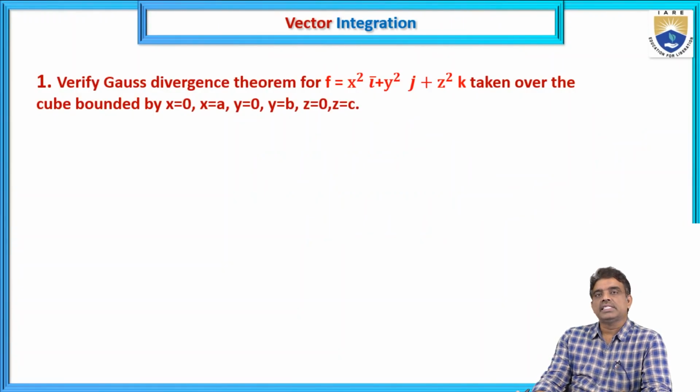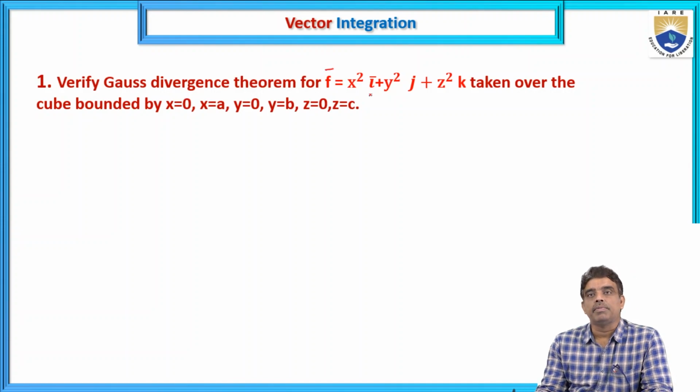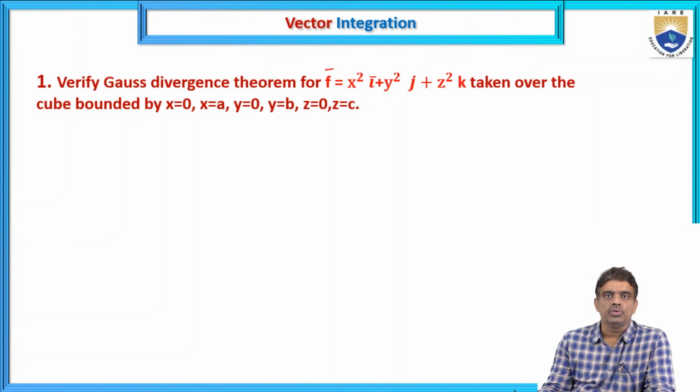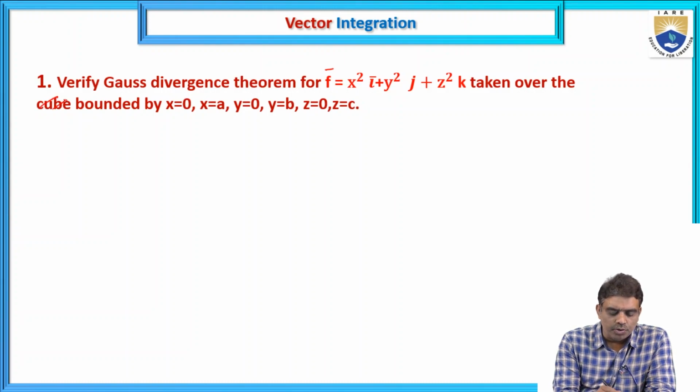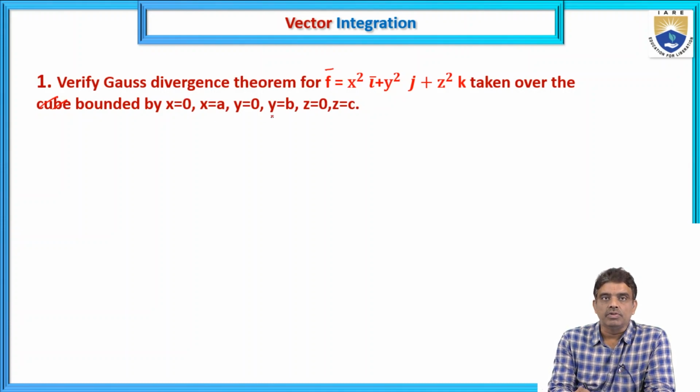Verify Gauss divergence theorem for f bar is equal to x square i bar plus y square j bar plus z square k bar taken over the cube bounded by x is equal to 0, x is equal to a. If it is a cube, then it must be y is equal to 0 to a, z is equal to 0 to c. So it may not be a cube. Bounded by x is equal to 0 to x is equal to a, y is equal to 0 to y is equal to b, z is equal to 0 to z is equal to c.